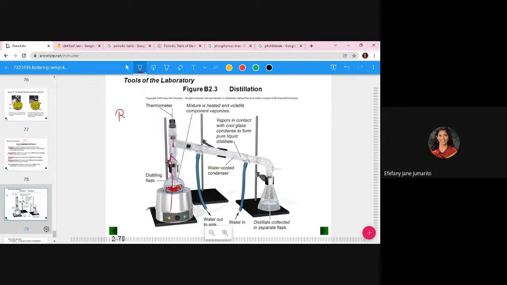And then it will evaporate. But the temperature is monitored, and this one is your condenser. Instead of evaporating and disappearing, because there's a condenser, the gas will turn again into liquid. Now, turned into liquid, it comes out here. So the oil from your lemon comes out, the essential oil.